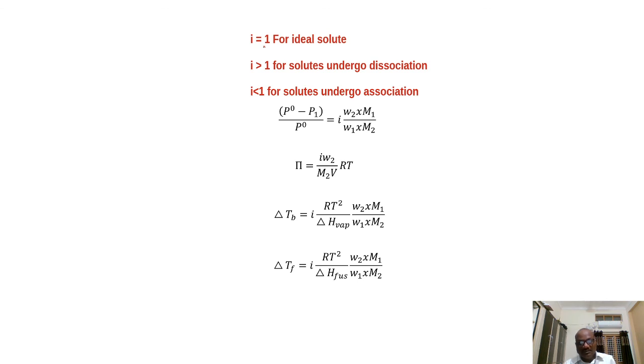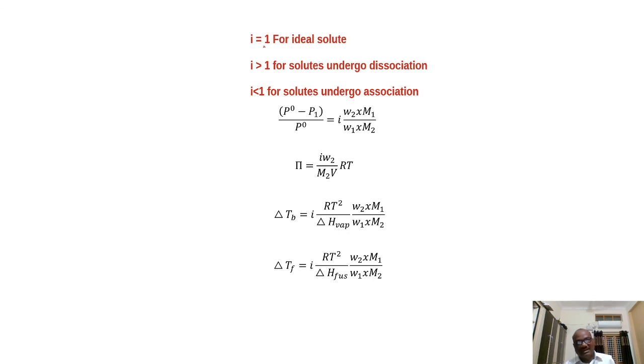If the solute undergoes dissociation, the i factor will be greater than 1. Just now we have seen NaCl, it is 1.2. For a given problem, it was 1.2. In case of solutes which undergo association, the i factor will be less than 1. In case of acetic acid, we have seen it is 0.95.